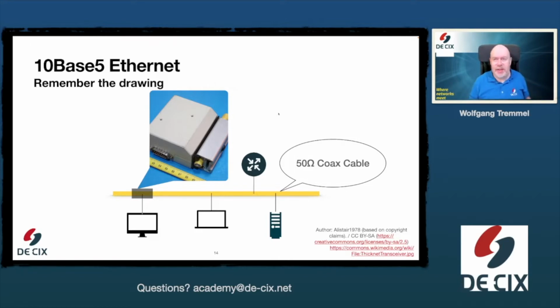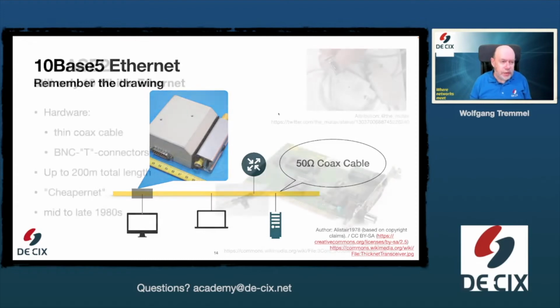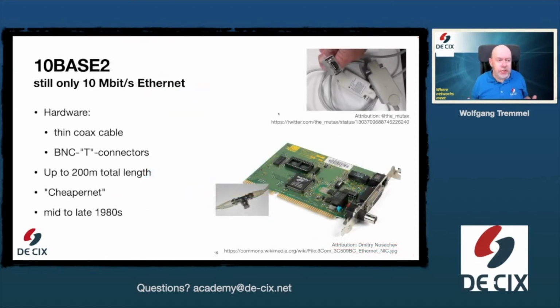Quite different than today. Forward a few years, 10-base-2. It was still only 10 megabit Ethernet, but it used a simpler cable and it used plugs instead of vampire taps. These BNC connectors were used, and if you're as old as me, you might remember them. The 10-base-2, because the maximum length was 200 meters, was also called CheaperNet, and it was in use from the mid to late 1980s.